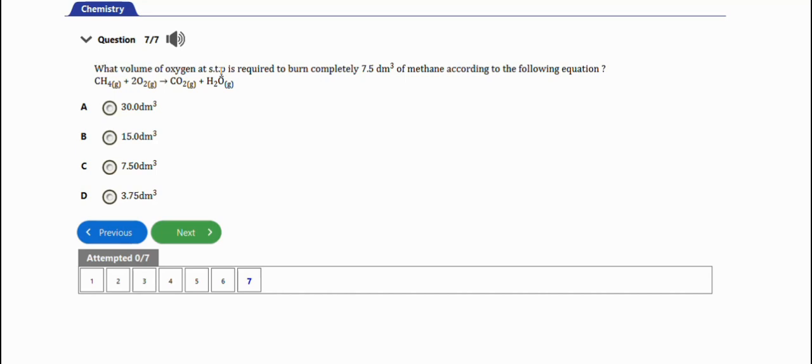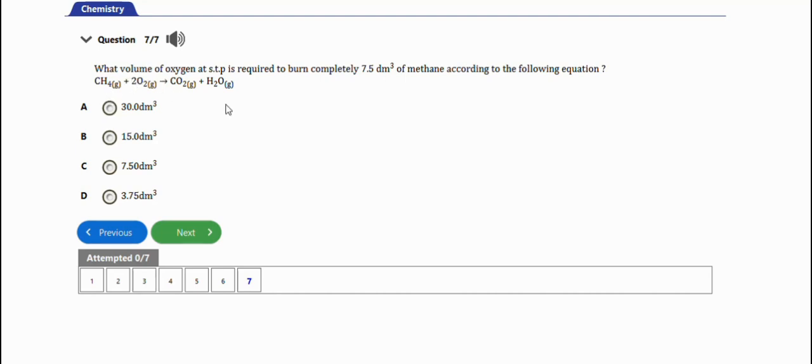It says what volume of oxygen at STP is required to burn completely 7.5 dm cube of methane according to the following equation. So this is methane reacts in oxygen gas to give you carbon dioxide and water. Okay, so you just apply the law of combining volumes. So what's the mole ratio? We have 1:2:1:1. We are looking for the volume of oxygen at STP. So the mole ratio of oxygen here is 2.